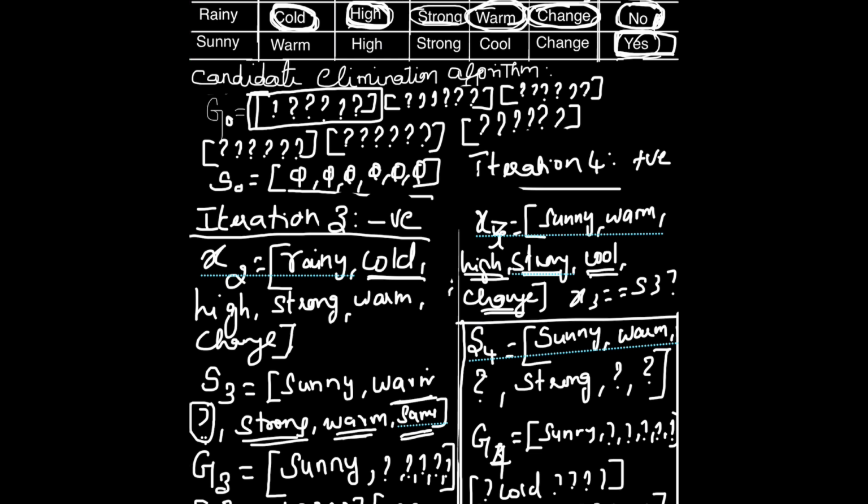From the generic hypothesis, or final hypothesis, we conclude that sky equals sunny, temperature equals cold, and forecast equals same. These three parameters strongly contribute to predicting the outcome as yes. So this is how the candidate elimination algorithm works. Keep in mind that when you see a positive sample, you have to compare the attributes and update the specific hypothesis. If the attributes are the same, it should be retained. If the attribute values are different, then you update it as a question mark.